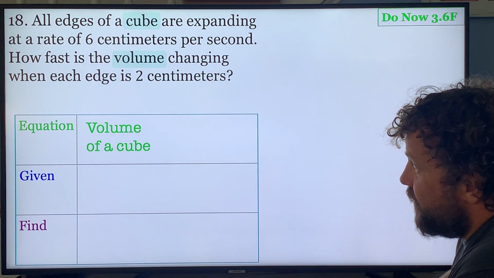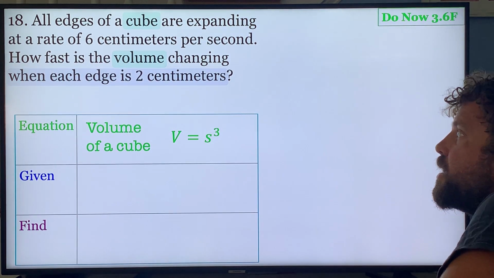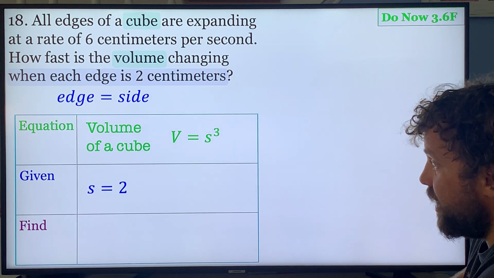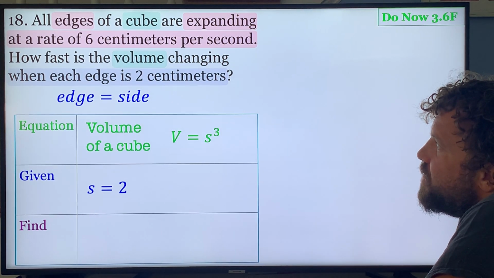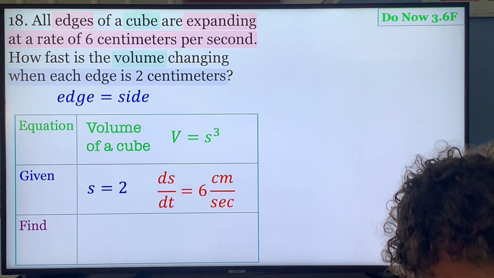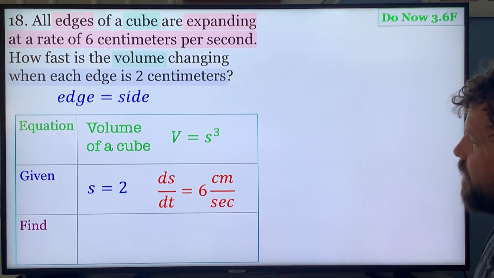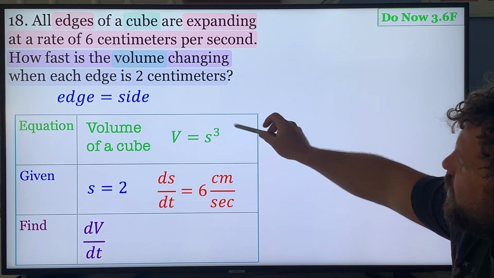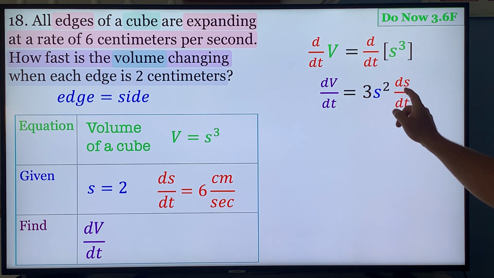Now, let's look. Equation. How fast is the volume changing? Volume of a cube is s cubed. Length times width times height, they're all s's. Given each edge is 2 centimeters, edge and side are the same, so s equals 2. All edges expanding at the rate of 6 centimeters per second: ds/dt equals 6 centimeters per second. See? All that helped out was my little picture. All right. Find volume changing, dV/dt. Derive. Derivative of volume is dV/dt equals 3 times s squared ds/dt.